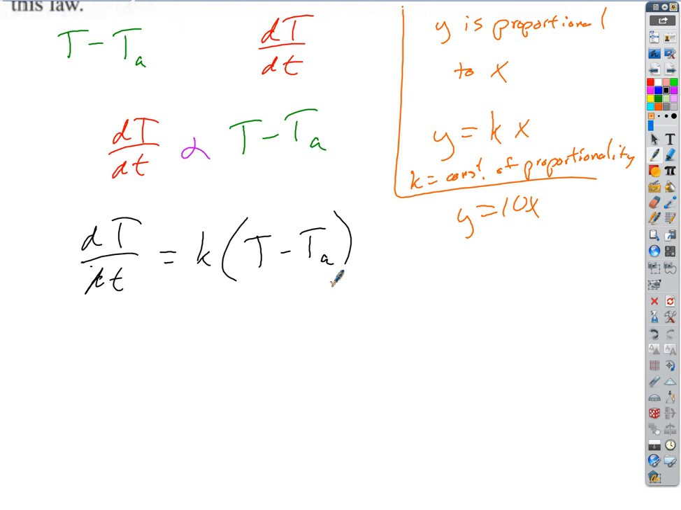Okay, that's it. That's Newton's law of cooling right there. And it says everything we needed to say. The rate of change of temperature is proportional to the difference between temperature and ambient temperature. Okay. Later on, we'll do stuff with that.